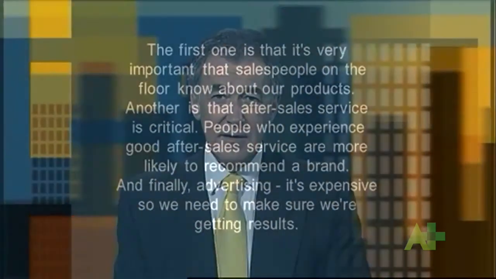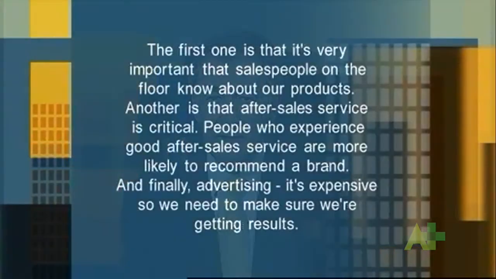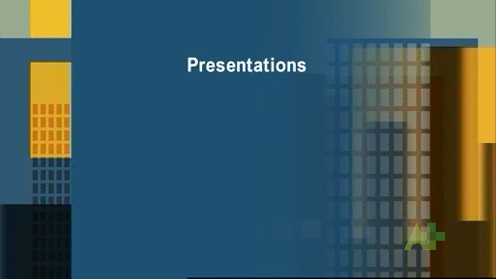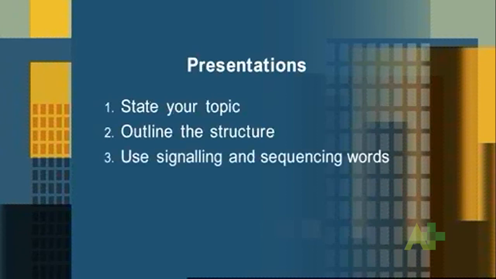Notice again how Tan uses signals for his conclusions. His audience can clearly hear that there are 3. He says, the first one, another, and finally. Notice also how Tan uses adjectives to make his points. You shouldn't use the same words all the time. What are the adjectives? They are important, critical, and expensive.